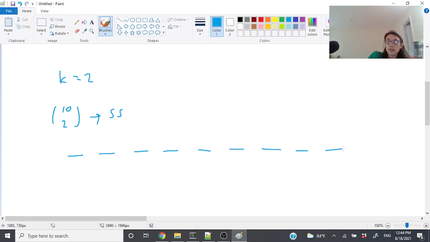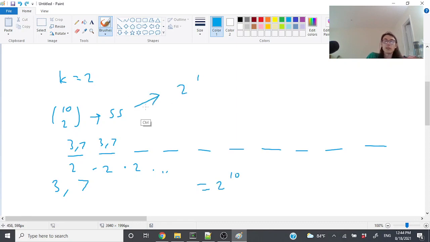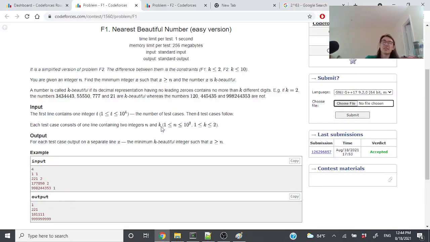Say you have 10 spots. Suppose you have 3 and 7. Then each digit can either be a 3 or a 7. There are 2 possibilities for each, so you have 2 times 2 times 2, dot dot dot, equal to 2 to the 10th. So the number of possible numbers at most is 55 times 2 to the 10th. It might be a bit off, but it's around that.